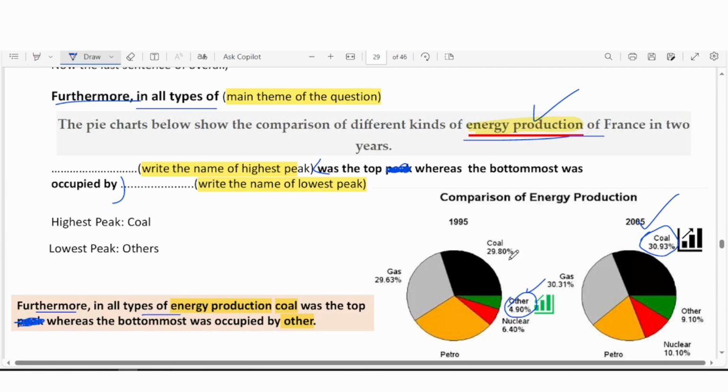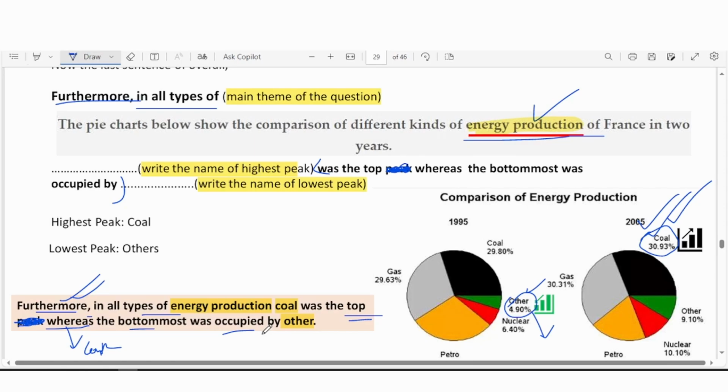Actually, yeah, that is true. If you go to all types of energy production, coal really was the top, and the bottommost, the lowest one, was other. Why am I suggesting this sentence? There is a reason. You started with the connective. That's a good way to start. Then you use the superlative degree, was the top. Superlative degree, right? Then you use whereas, complex, right? And you also use some good words: bottommost, top, furthermore, occupied, right? Very good words. Less common words, right? So your score-getting capability will rise.